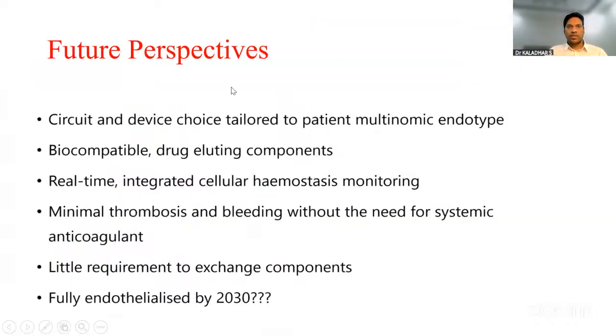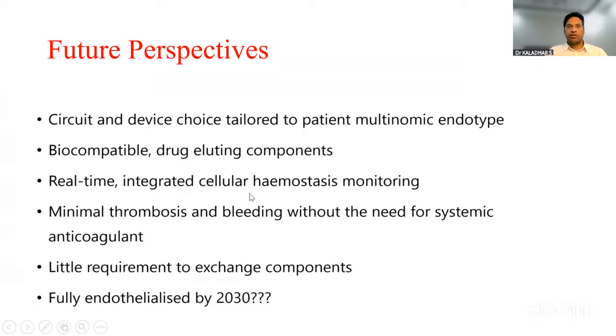So these are the future perspectives, like circuit and device choice tailored to the patient's multiomic endotype. As we generally discuss ARDS phenotypes, see ECMO patients individually also, they may differ. So depending upon the patient's multiomic endotype, the circuit and device can be chosen. Biocompatible drug-eluting components, like we use in cardiology, the drug-eluting stents. So this can also be tried.